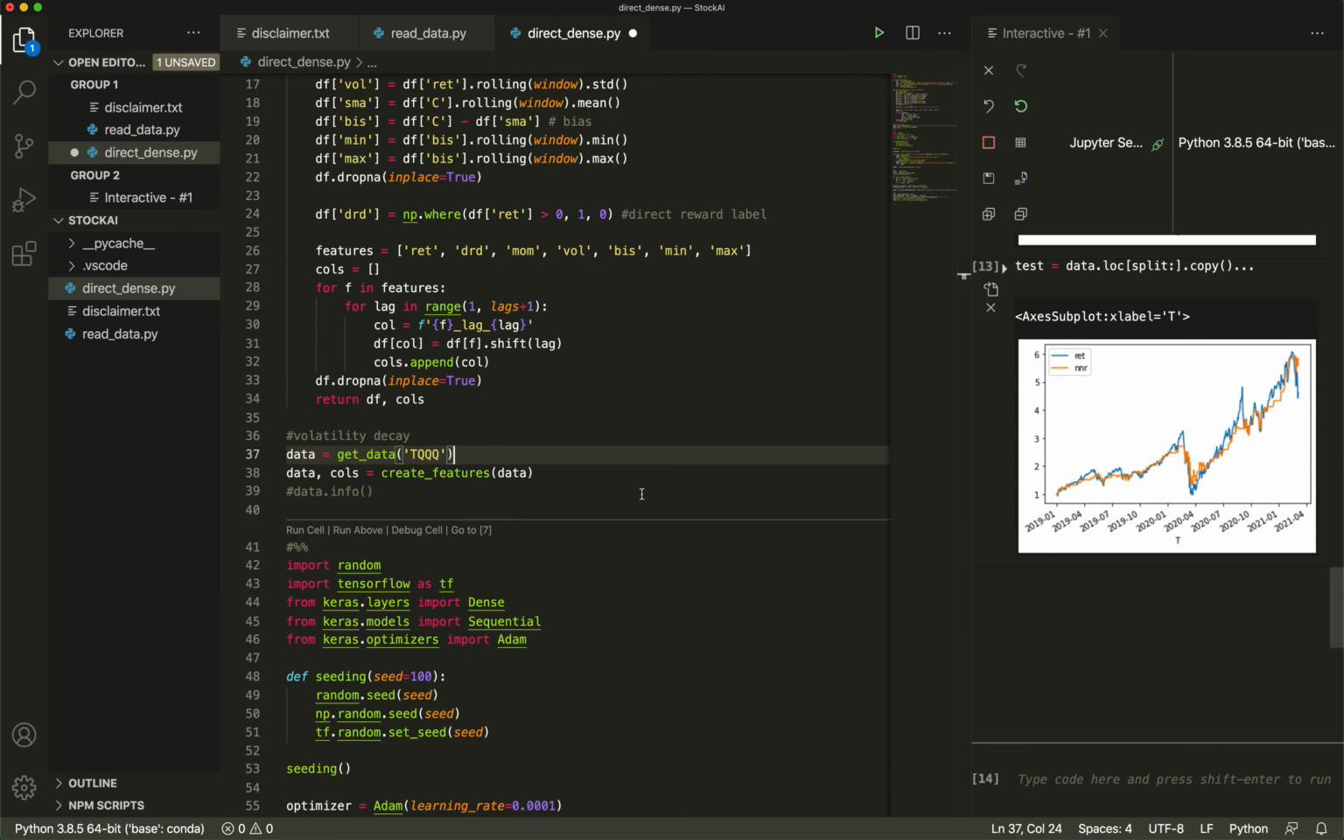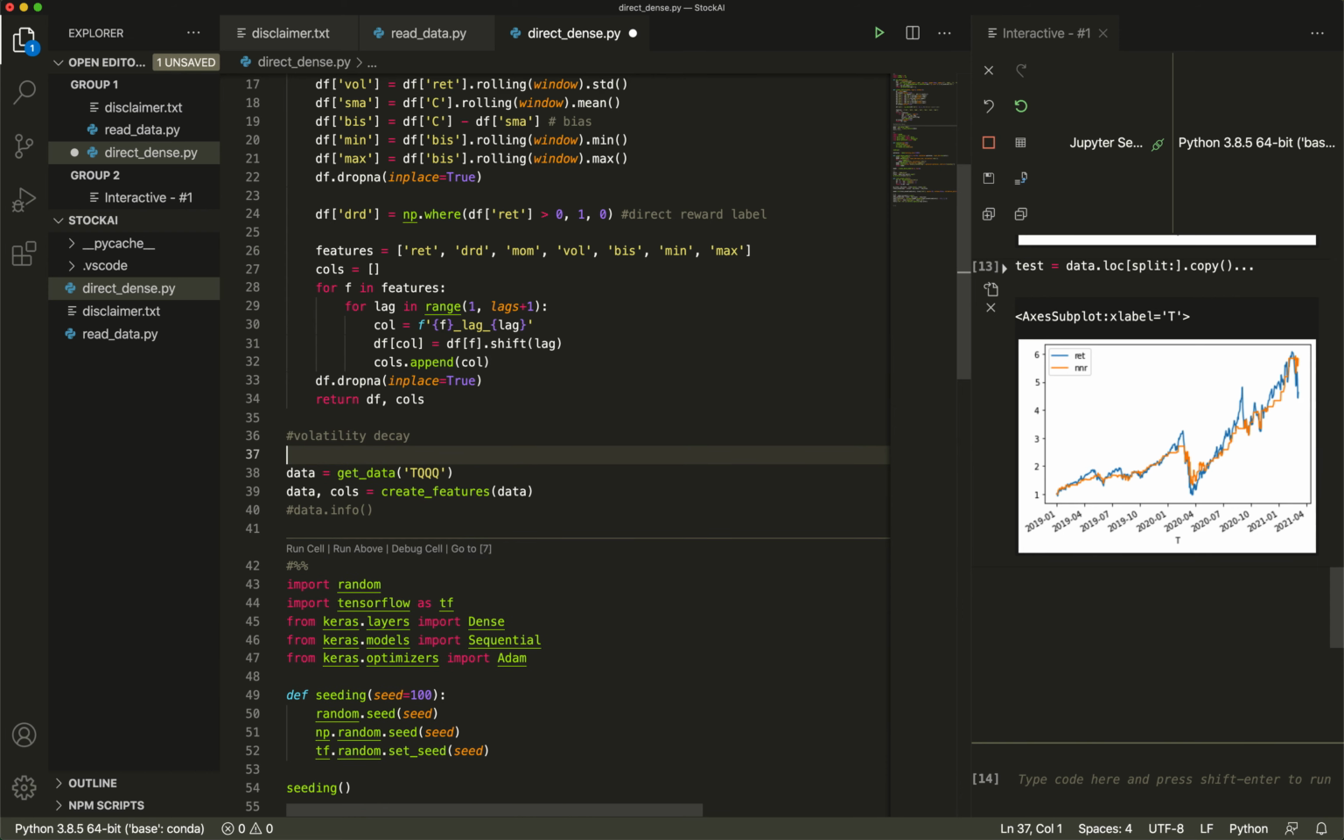But don't forget, TQQQ is a 3 times leveraged ETF. So you would expect that if the underlying symbol QQQ doubles, then TQQQ, this 3 times leveraged one, should go up 6 times. But the actual return that you got was 4 times. It's far short of 6 times. Why is that? It's because of this volatility decay.